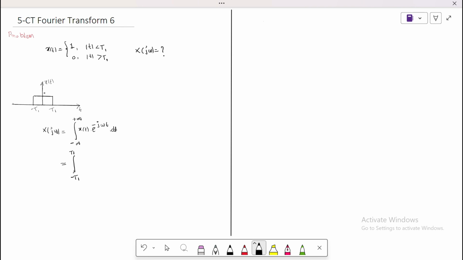So its magnitude here, for example, I am taking as 1. So x of t equal to 1. So the integral of e power minus j omega t dt equals e power minus j omega t by minus j omega, with limits t1 and minus t1.